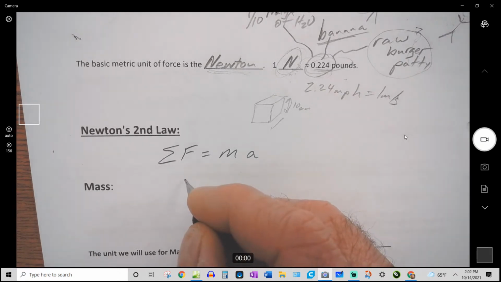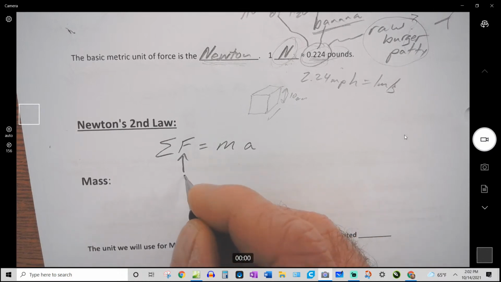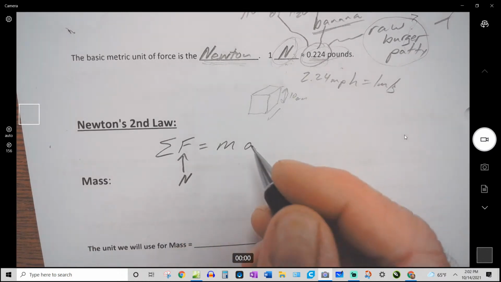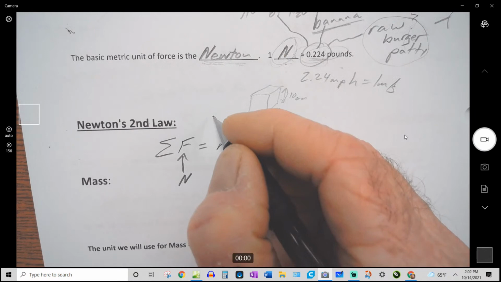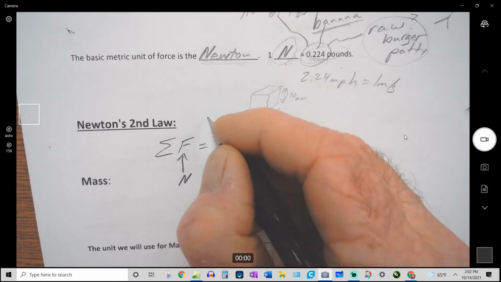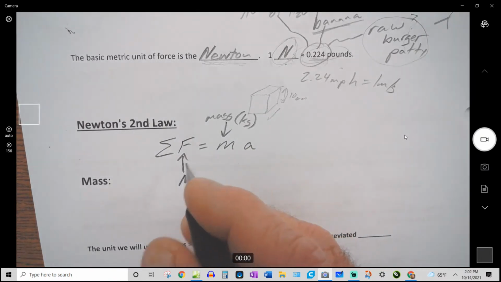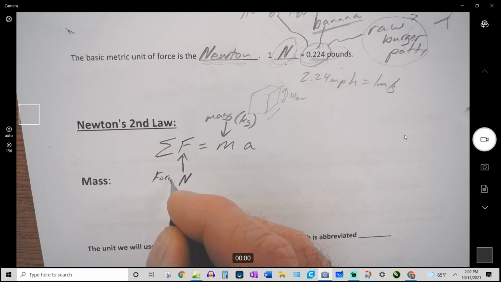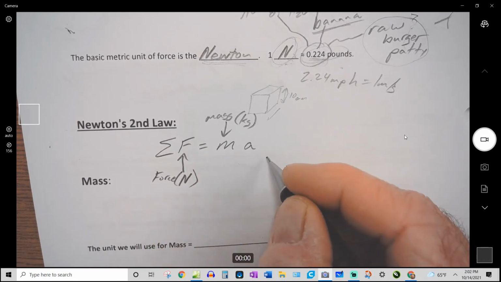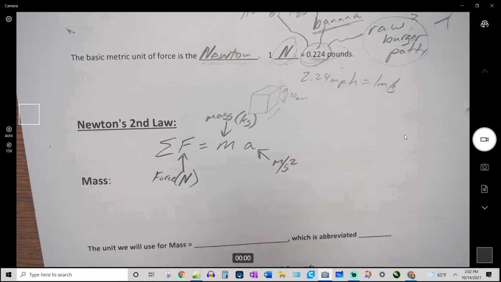And the units that we're going to be using for this to make sure that you get the right answers: use newtons for force, and mass we're going to use, well, we'll get to that in just a second. I'm going to write mass in kilograms. This is force in newtons, and then acceleration is just going to be meters per second squared.